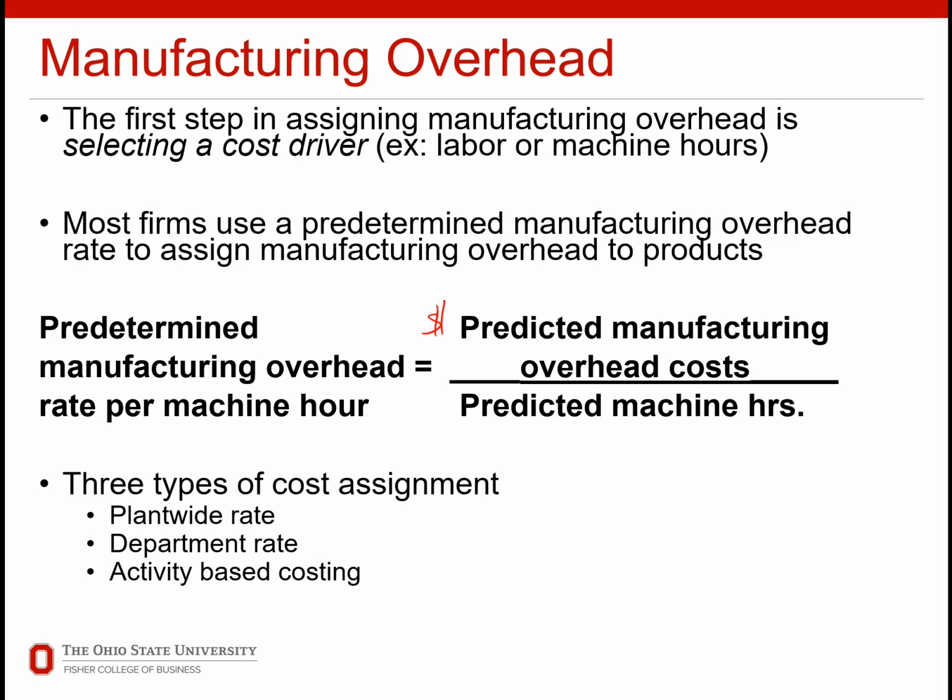And again, we can go down as far as we want, because we have that granular detail to assign costs on a plant-wide basis, on a department rate basis, or even do activity-based costing, which we'll discuss in a future slide. But in essence, the point here is that we're taking this predetermined manufacturing overhead rate and applying it to the number of machine hours that we're running a particular machine.